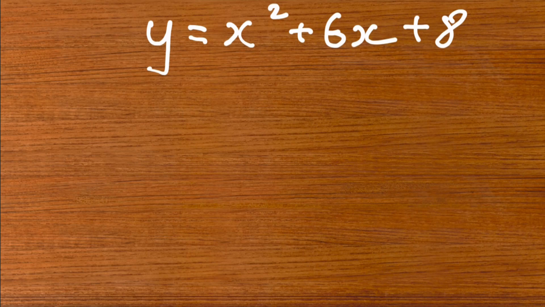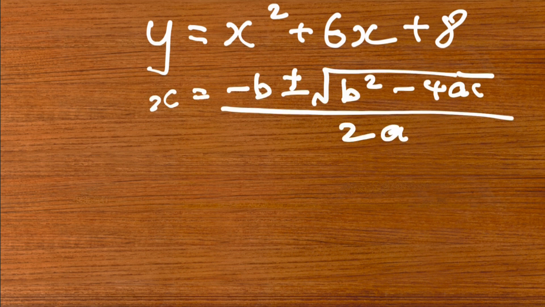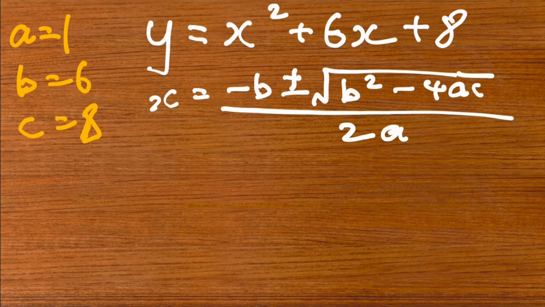So let's attempt to sketch the graph of this quadratic equation using the quadratic formula, where the quadratic formula is this. So the a, b, and c will be 1, 6, and 8. Okay, so before we sketch the graph, let's review what we need to sketch the graph first.